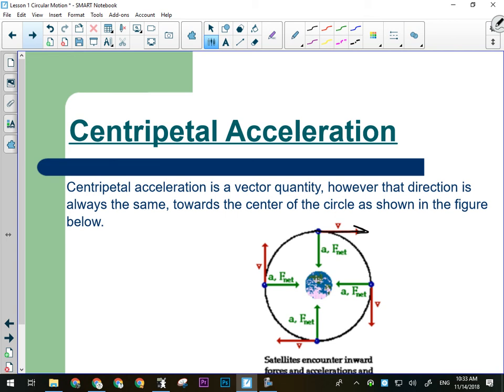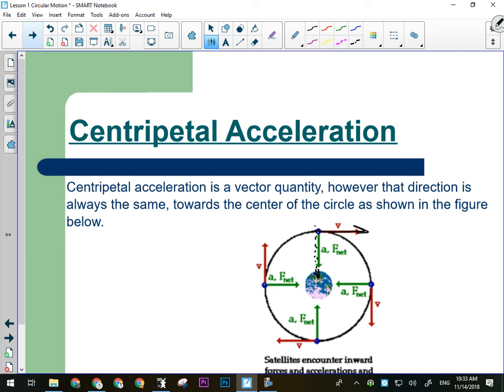Okay, so centripetal acceleration is the result of the velocity of the object, which is always tangential to the circle. What does tangent mean? It touches the circle but doesn't cross it, right? A tangent line is always perpendicular to the radius. So we have this velocity going this way, and our acceleration and net force are directed towards the center. Those two things acting in concert produce this.